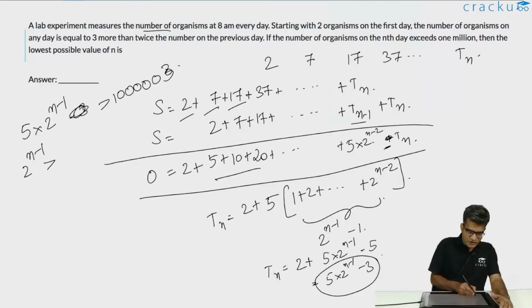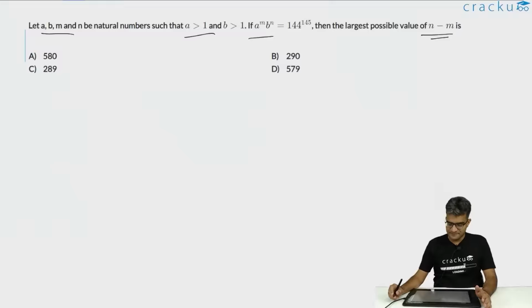In this question, we are told that a, b, m and n are natural numbers such that a is greater than 1, b is greater than 1, and a to the power m into b to the power n is 144 to the power 145. We are asked to calculate the largest possible value of n minus m.